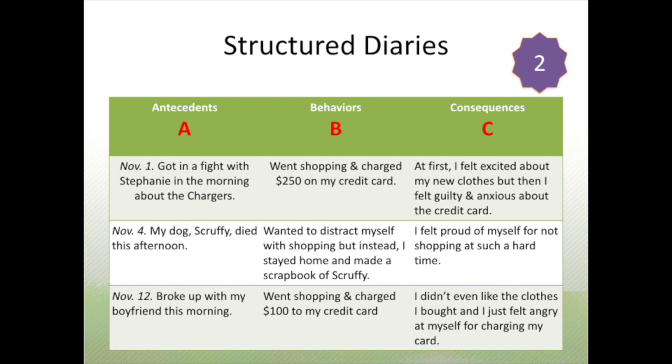Remember the 5 W's approach. So when did it happen? Who were you with? Where were you? What were you doing? Etc. And then after you write down the antecedents, you want to write down the consequences.